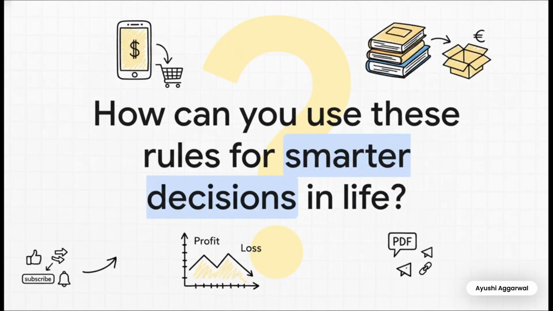So, now that you know all the rules of profit and loss, just think for a moment, how can you use these ideas to make smarter decisions in your own life? Whether it's buying a new phone, selling something online, or just managing your pocket money, these principles are useful everywhere.